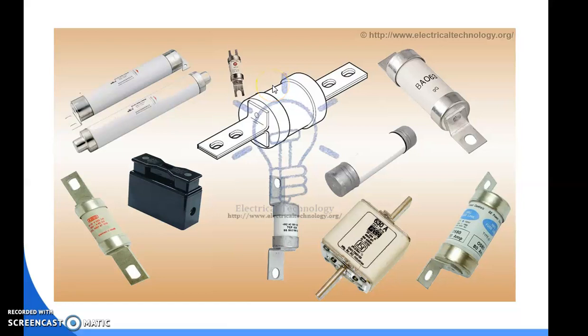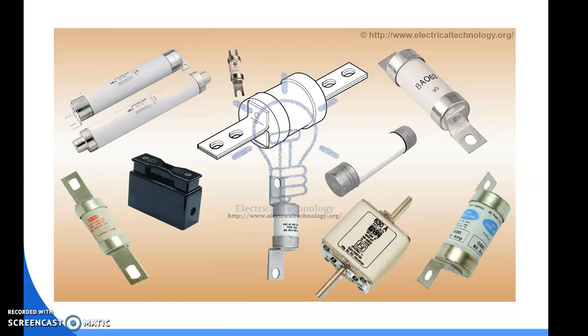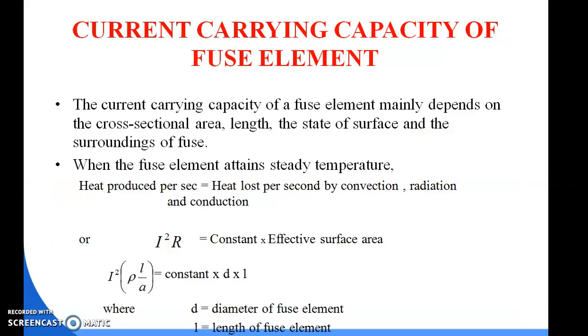We discussed the different types of HRC fuse. Next, what is the current carrying capacity of a fuse element? This is the important thing, and we will also discuss fuse tripping. There are a lot of different types of fuse we will discuss. So, what is the current rating capacity of the fuse element?